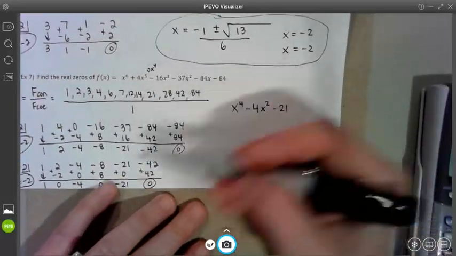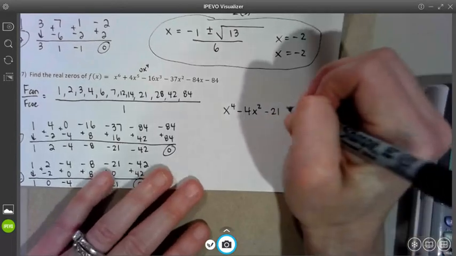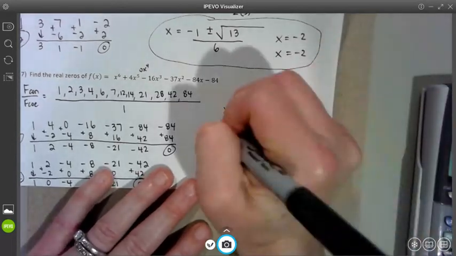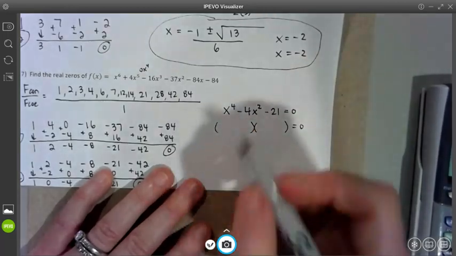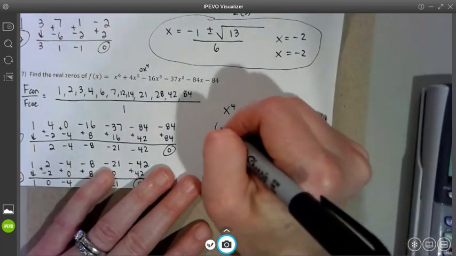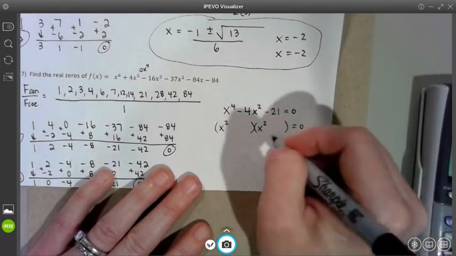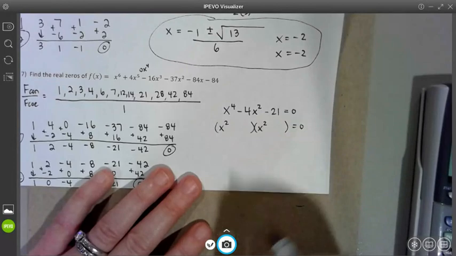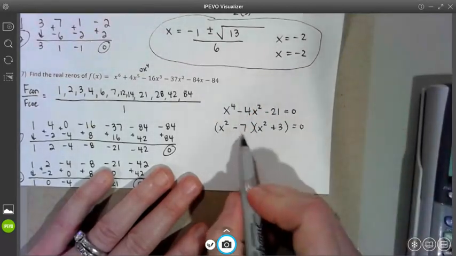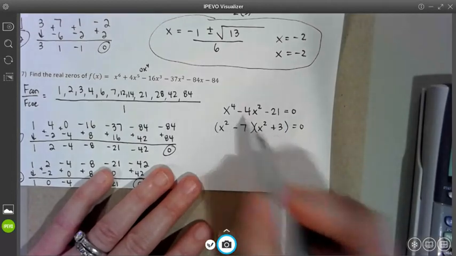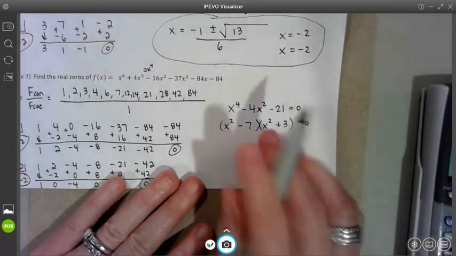So to save myself some more potential rounds of synthetic, I'm going to see if I can factor this degree 4 and start breaking it down. All right, so how would this factor? What and what multiply to x to the 4th and allow me to get x squareds in the middle? An x squared and an x squared. What multiplies to -21 and then adds up to -4x squareds? -7 and +3, right? -7x squared, +3x squared. It totally factors. So now just set these factors equal to 0 to find your remaining zeros.